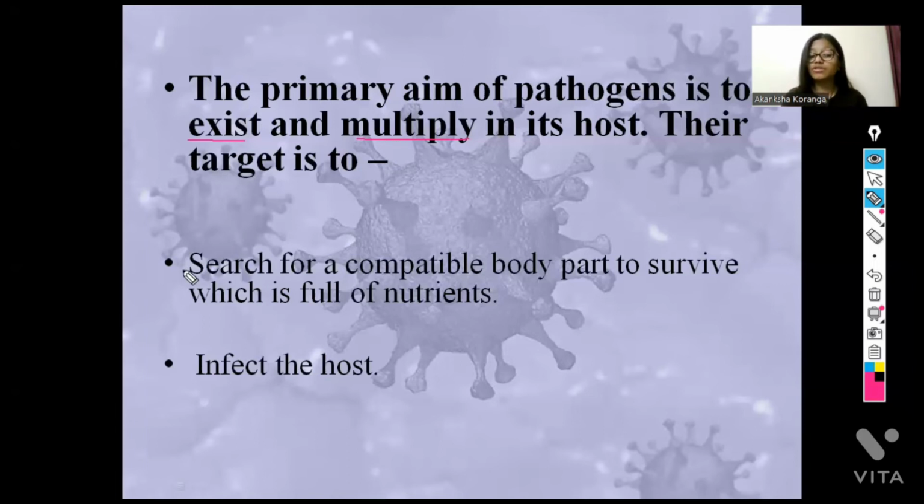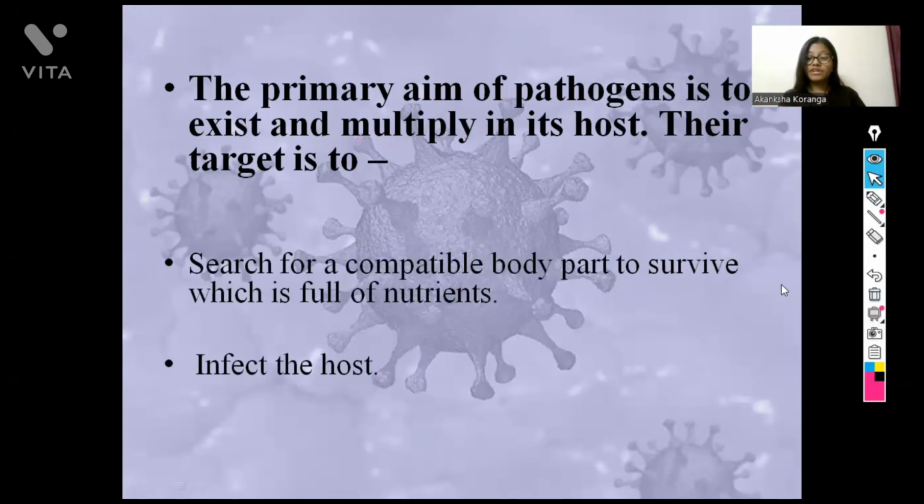First, they search for a compatible body part to survive, which is full of nutrients. Compatibility means they find out in a host how many nutrients it has, and whether these nutrients are suitable for them or not. If these nutrients are suitable for these microorganisms, they will enter the human body. The second point is they will infect this host, after finding its compatibility with the host.